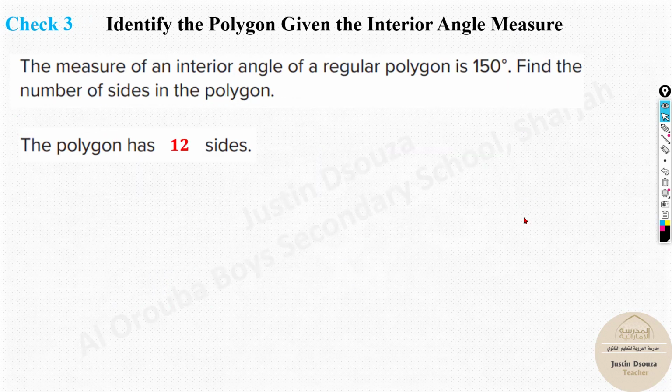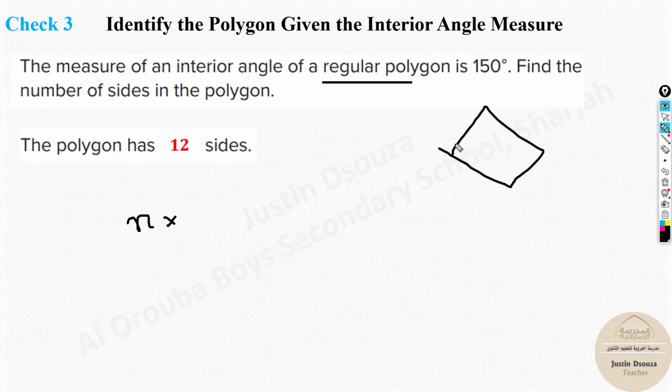We will move to the next problem. Sorry, here also the answer is visible, but anyway, let's do this problem. The measure of an interior angle of a regular polygon. This is very important: regular means the sides and angles are equal. So the total angle will be n times one of the angles. I imagine it's something like this. If one angle is 150, it can't be a square or a rectangle. But anyway, if one angle is 150, then all the others are the same.